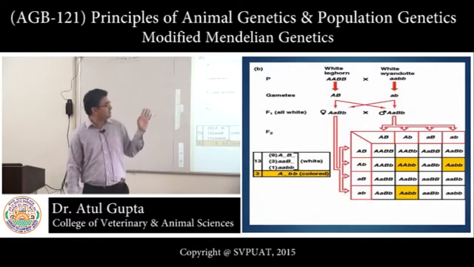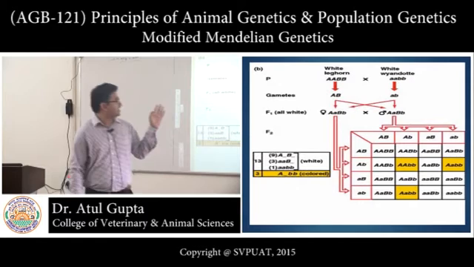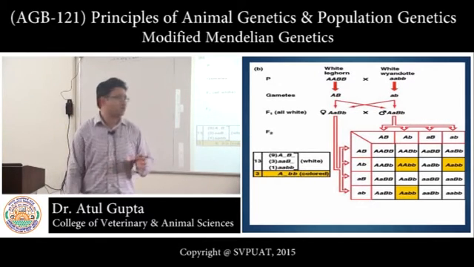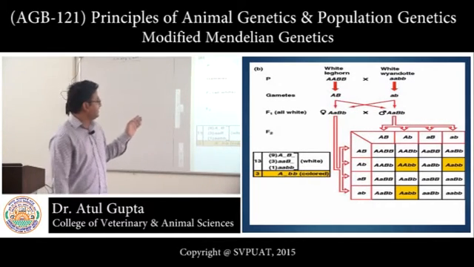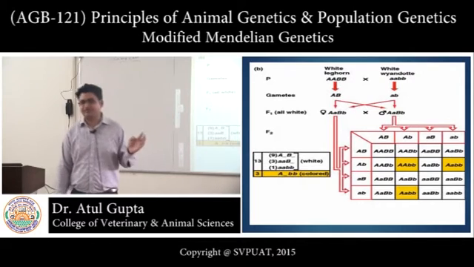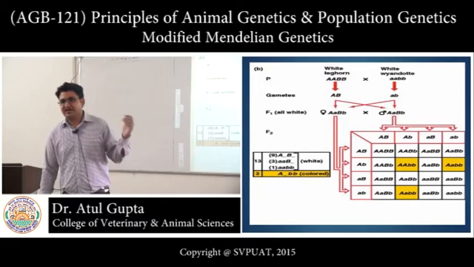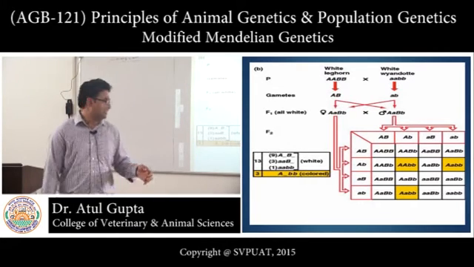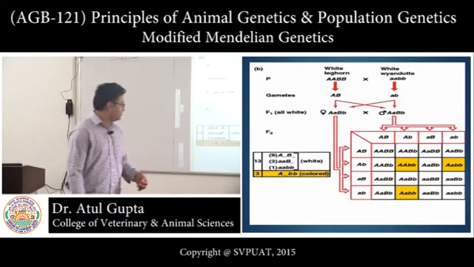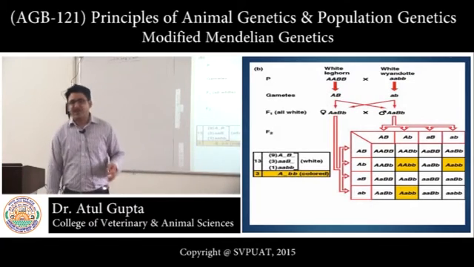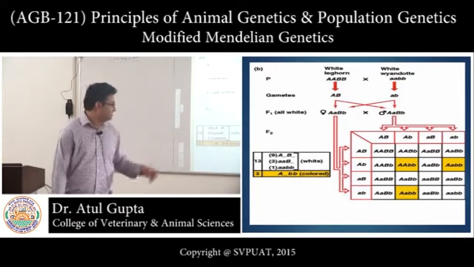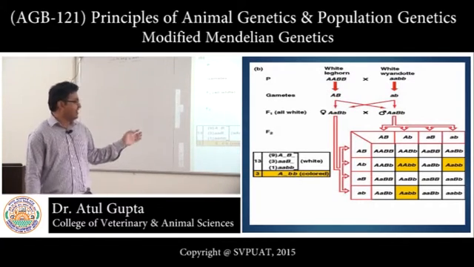So here we can see when we cross a white Leghorn with a white Wyandotte, then in F1 we will have all white progeny. But when we cross this F1 male and F1 female, then in F2 progeny we will have a ratio of 13:3. That is 13 white and 3 colored.